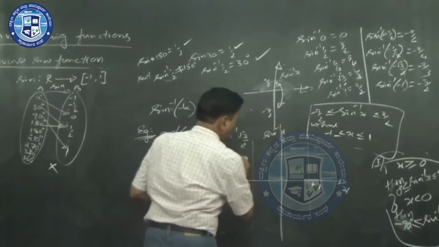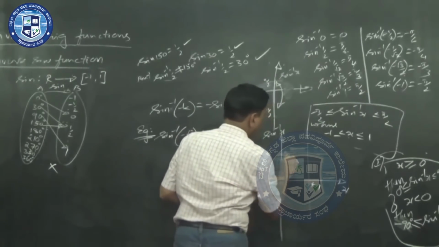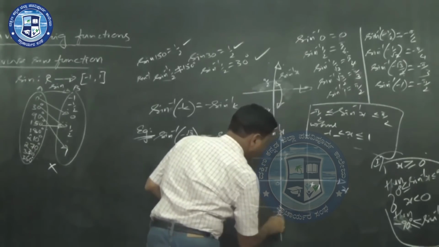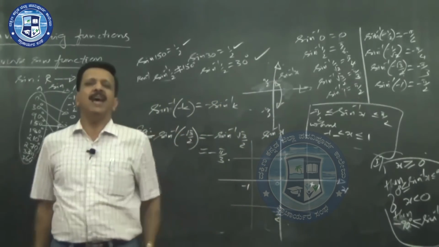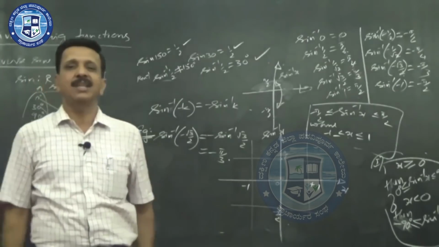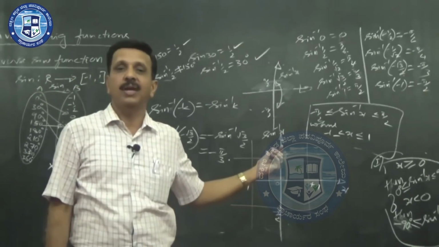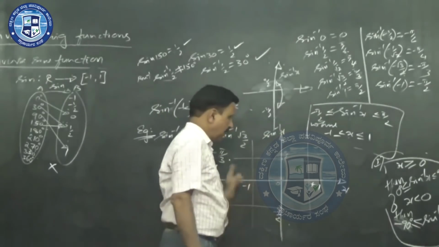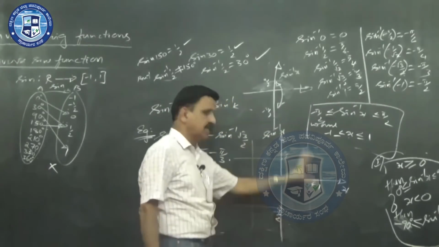So you have got horizontal lines also. This is pi by 2, this one, this is 0, and this is minus pi by 2. Look at this. So the entire graph of sine inverse x versus x must lie in this particular so-called rectangle. Light lines, not thick lines, these are all construction lines, light lines.